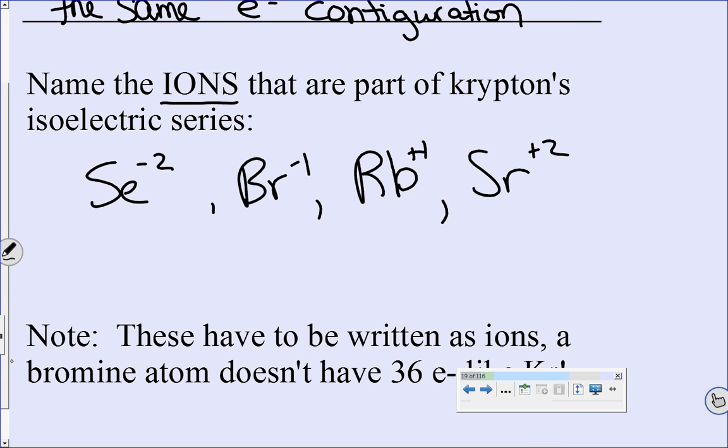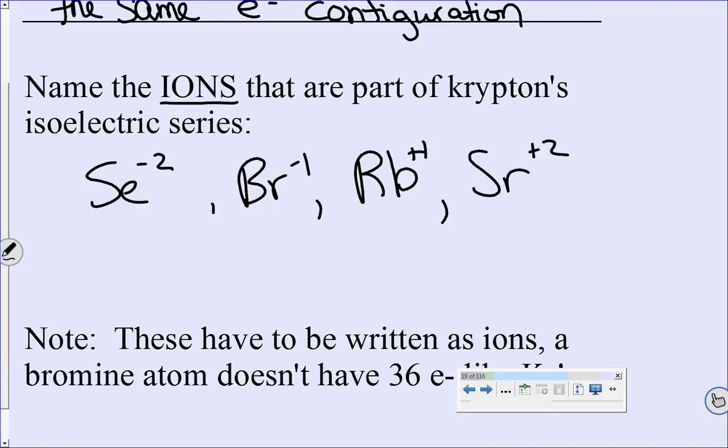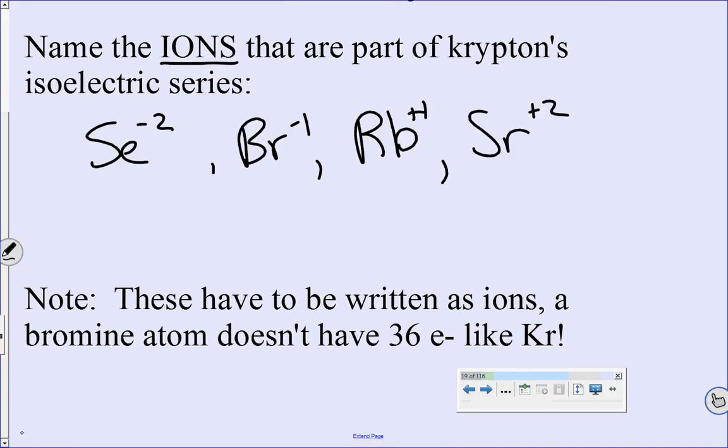It is important to note that if you just write bromine or rubidium and show them neutral, they are not isoelectric with krypton, because they won't have the same 36 electrons that krypton has.